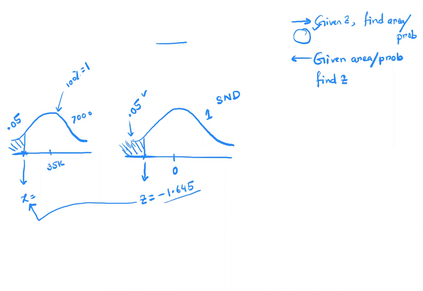Now you take this z value and translate it into x, or map it into x, which we can do. Z is equal to x minus mu over sigma. Z is negative 1.645, which is equal to x, the number that we are looking for, minus mu, which is 35,000, all of it divided by 7,000. Now we are going to solve for x. We are going to multiply both sides by 7,000.